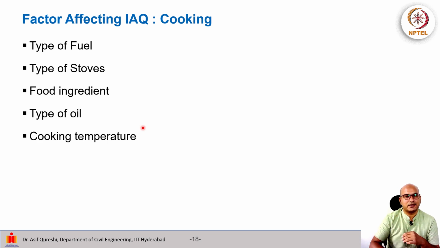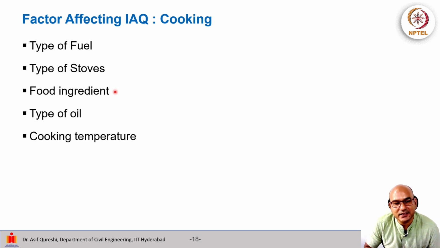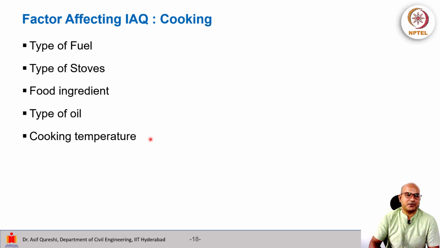Emissions from cooking are generally dependent on the type of fuel, gas, solid, or liquid, and the type of stove being used. Also, very importantly, what food is being cooked and what the ingredients in the food are, the type of oil being used for cooking, and the cooking temperature. So right from the raw material to the cooking infrastructure to the cooking method and the cooking conditions, all these can lead to different sorts of emissions from cooking.